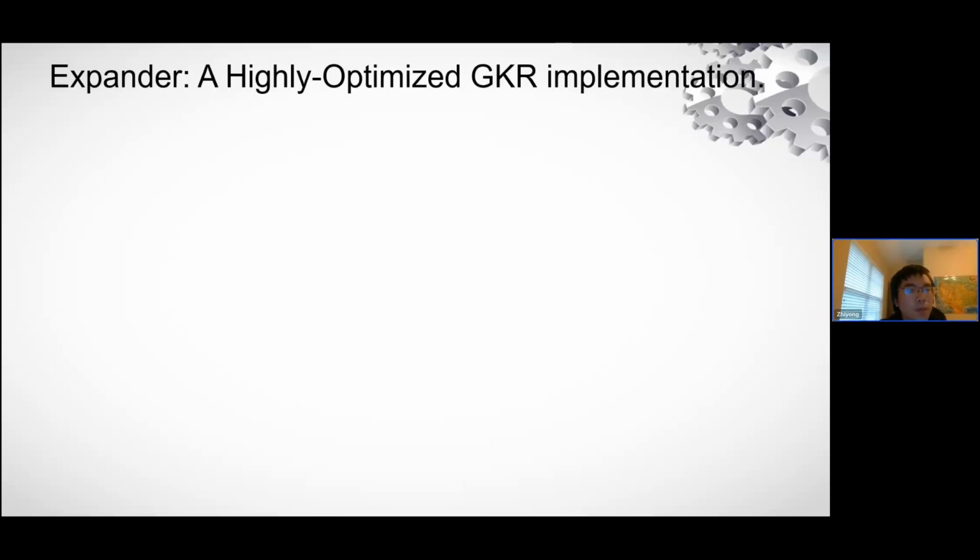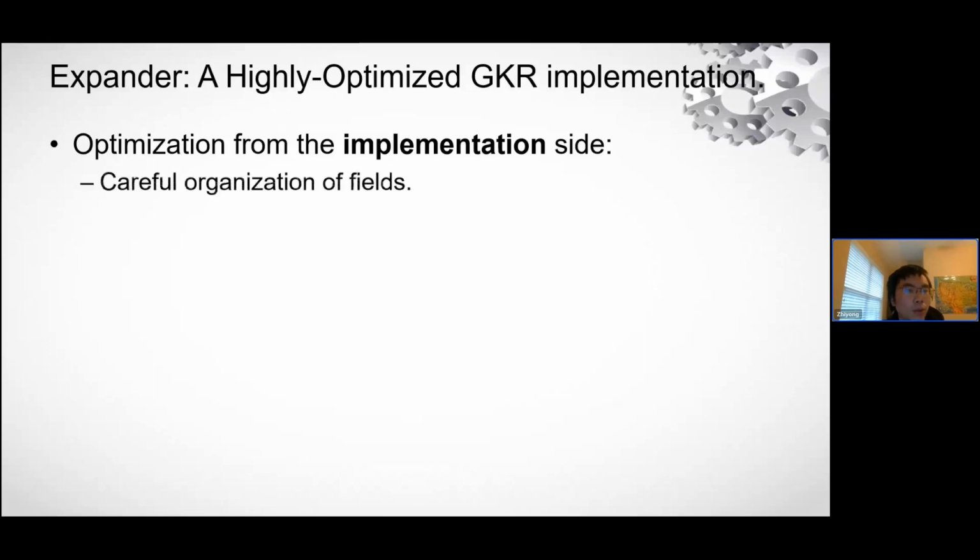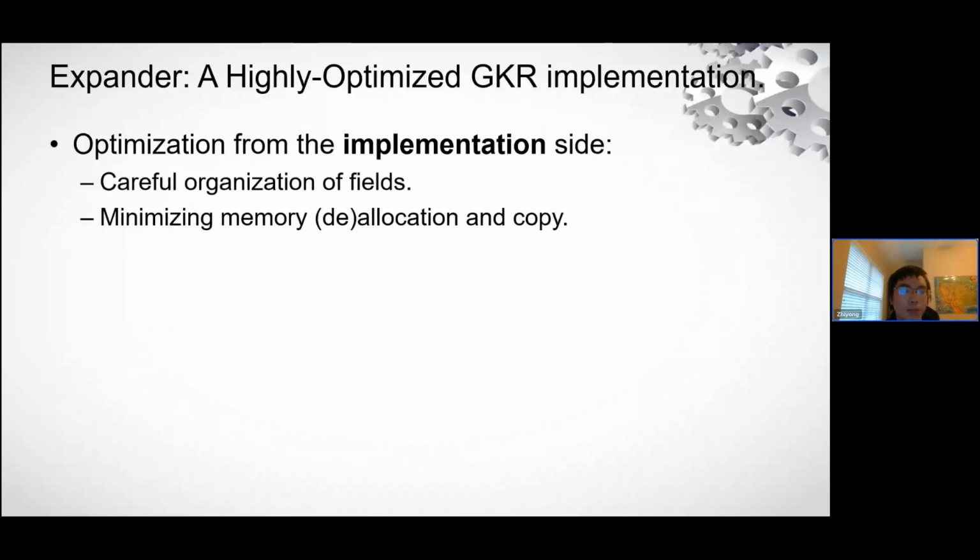So that was GKR. So what is Expander? It's our highly optimized GKR implementation. The optimization can be divided into two parts. One from the implementation side, which includes a careful organization of fields, where we try to minimize the memory operations, including allocation, deallocation, and memory copy. We also have recursion in our system in order to reduce the proof size and verification time.